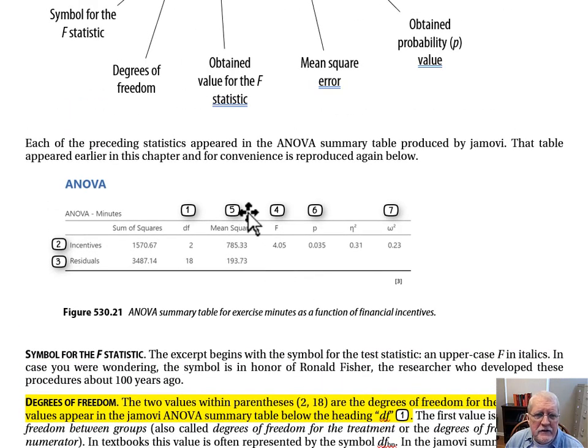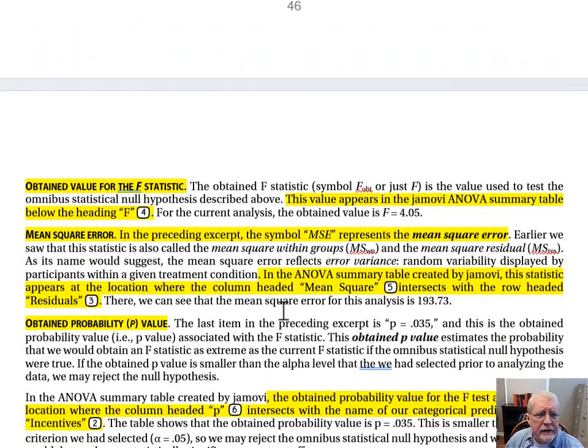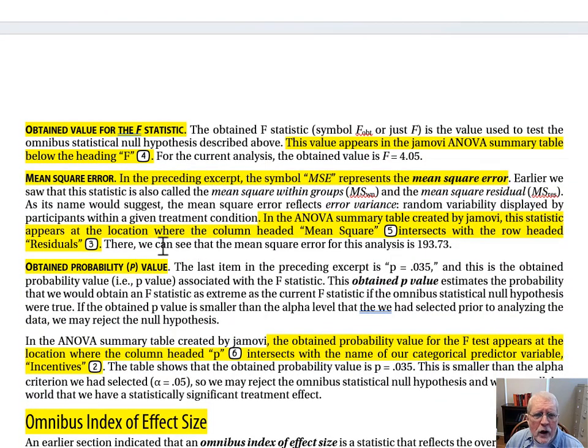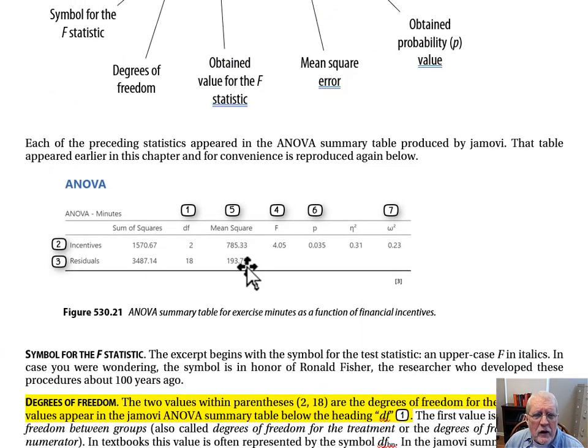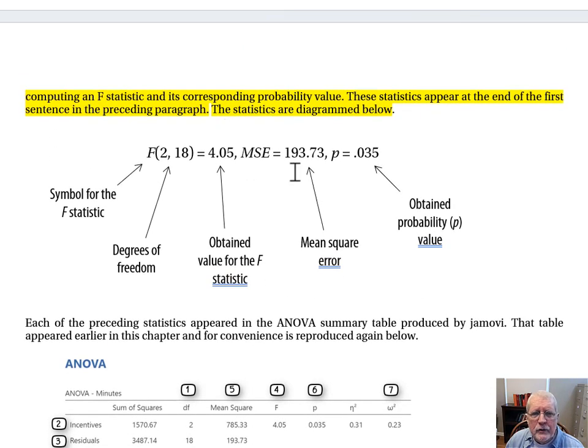There, column headed mean square. It's going to come from this column. But what row was that again? The row headed residuals. That's right. Residual means pretty much the same thing as error. So it makes sense that it would be to the right of the heading residuals. So mean square column, residuals row, the value is 193.73. My mean square error, 193.73, it goes in this location.